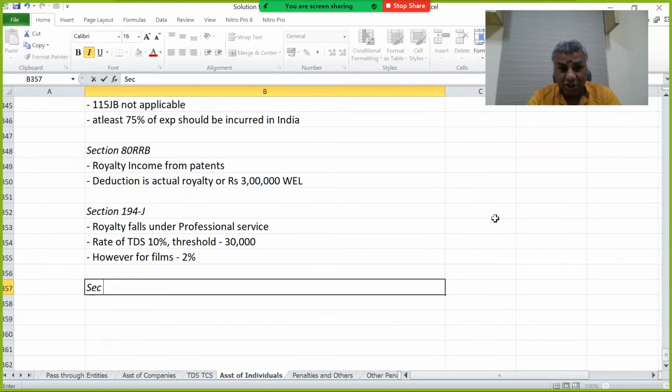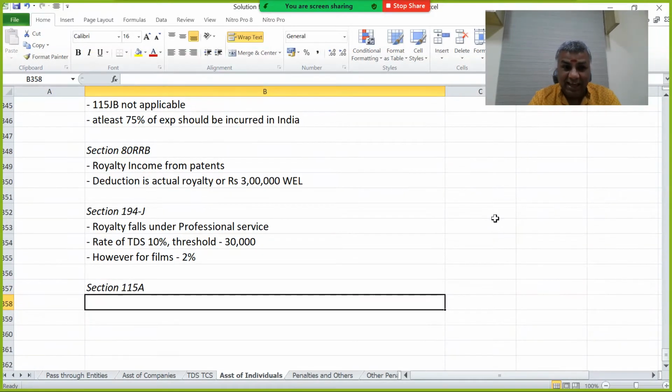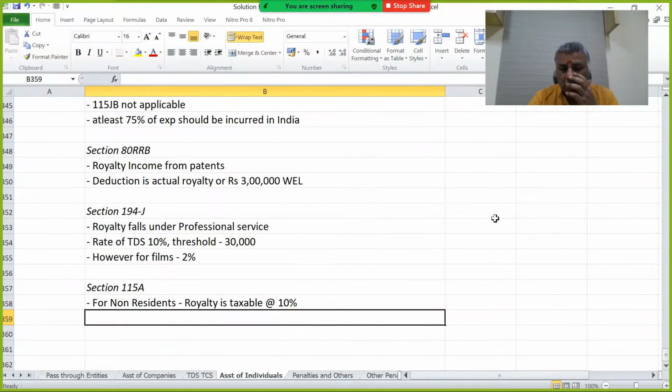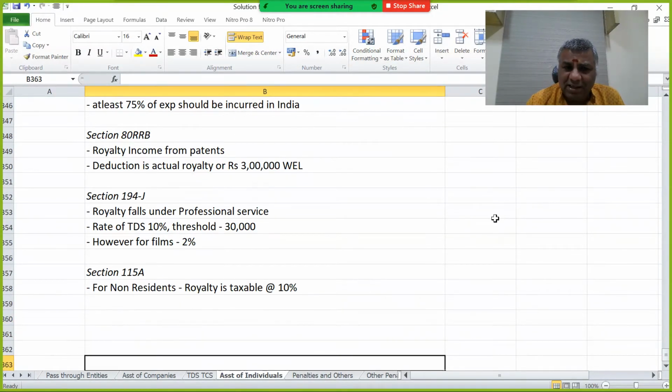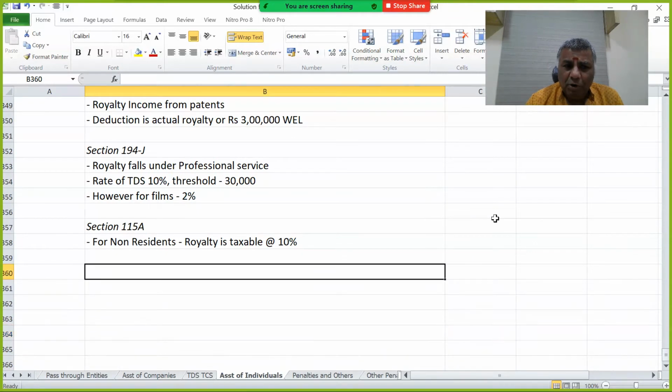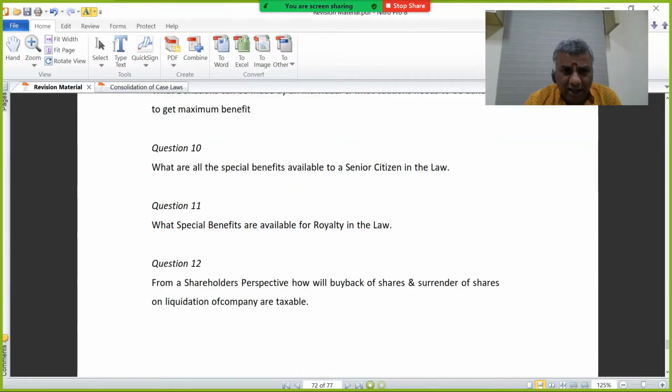Then section 115A applies to non-residents, for whom royalty is taxable at 10%. We will see it tomorrow, but I am again telling you, royalty is taxable at 10%. These are all the places under income tax law where royalty is discussed, and the rates of tax or special provisions available for royalty.